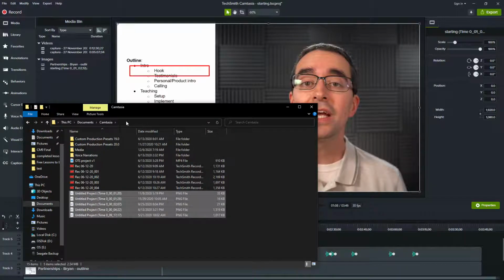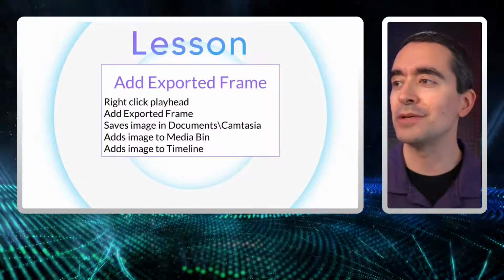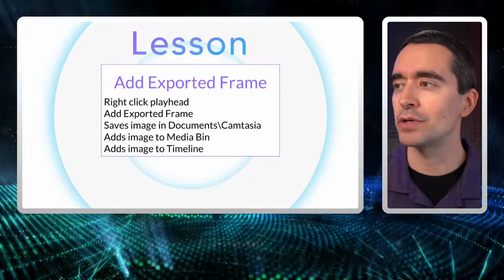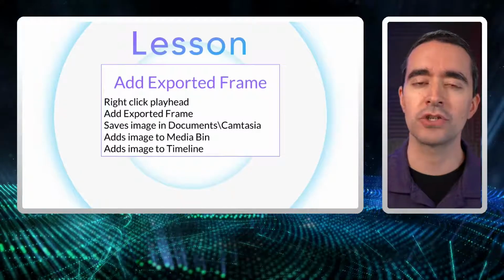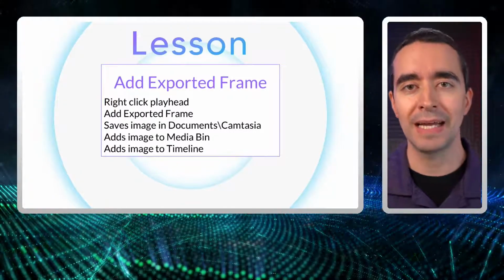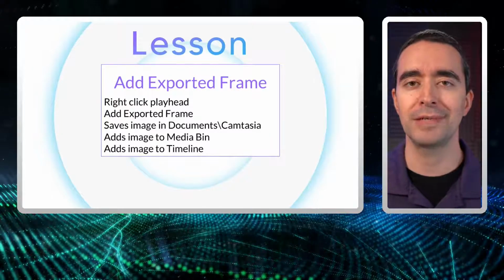So that is our first question. Or not first question, but that's our first item, was adding an exported frame. It'll go to Documents Camtasia by default, but the other nice thing is it adds it to the media bin and the timeline. Both, it's ready to go. It saves it for you right there in your project folder.